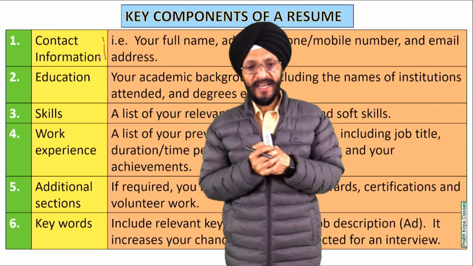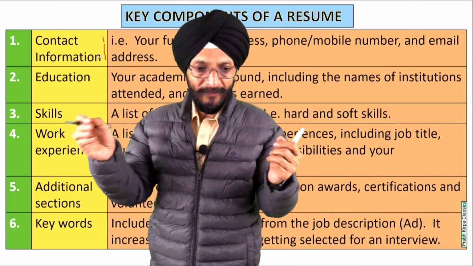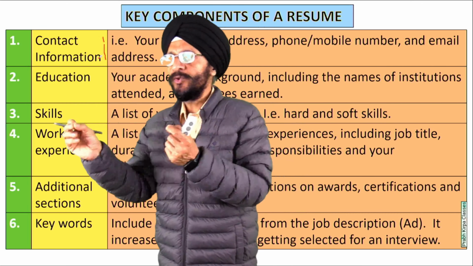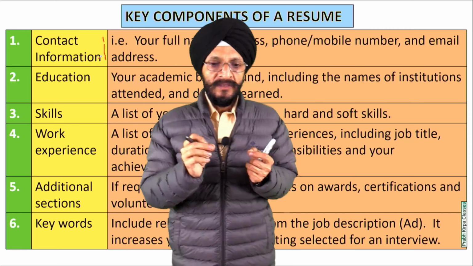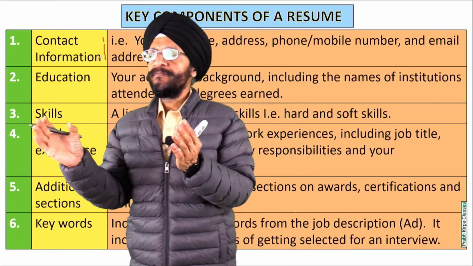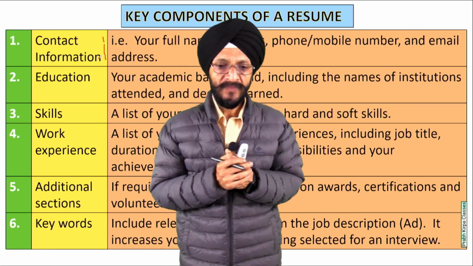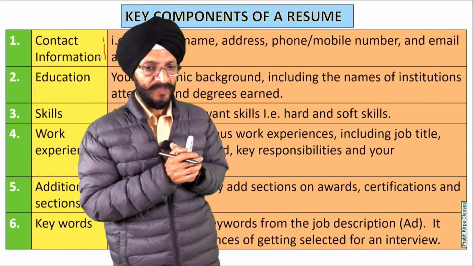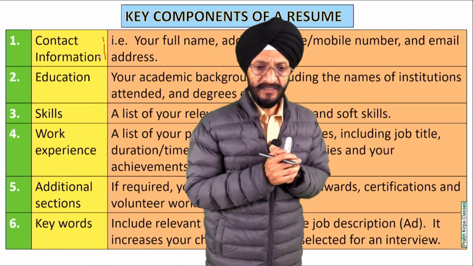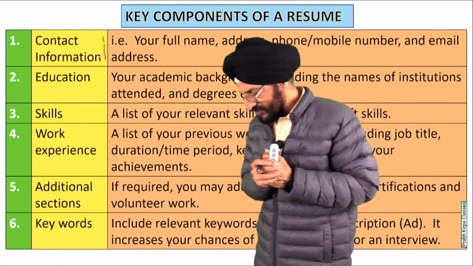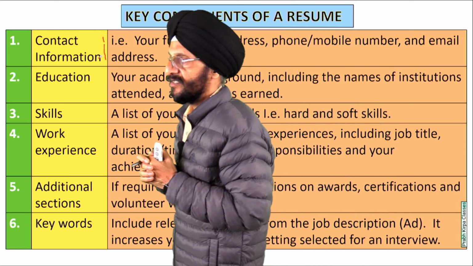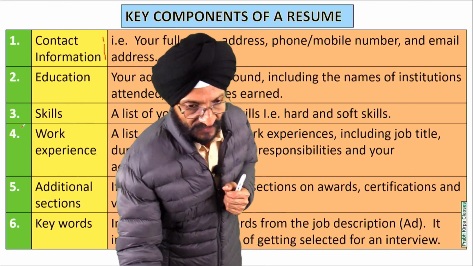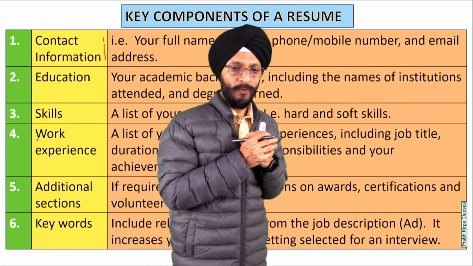Second key component is education. You have to mention your academic background, that is the name of the institution where you attended for the education and the courses or degrees which you have earned. Third point is skills. You have to mention the hard skills and soft skills which are relevant to the job.